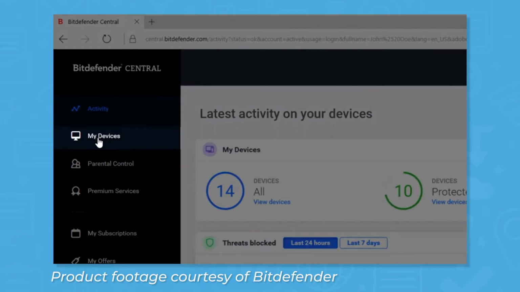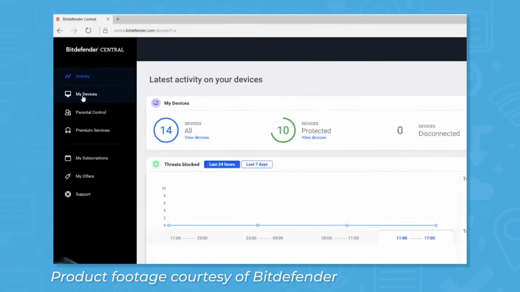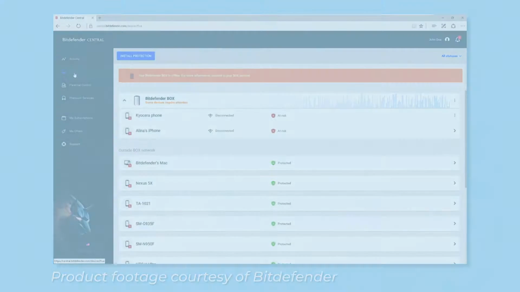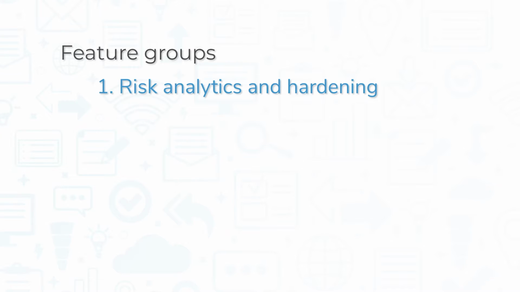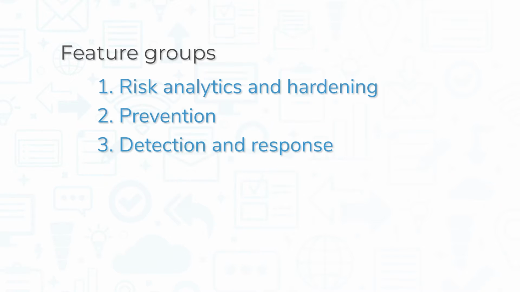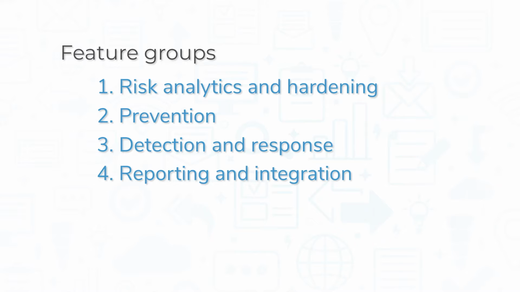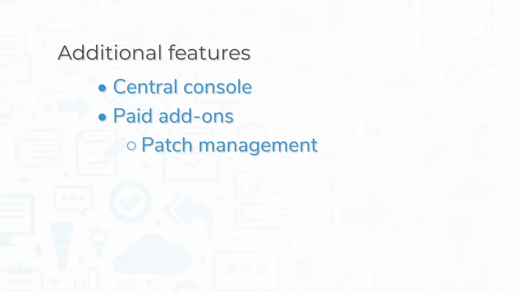Bitdefender GravityZone is an all-in-one security solution that can be deployed either in the cloud or on-prem. The system comes with a variety of different features to help protect your endpoints, organizing them into four feature groups: risk analytics and hardening, prevention, detection and response, and reporting and integration.